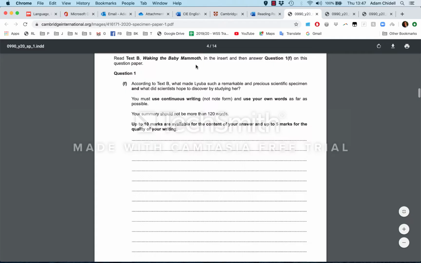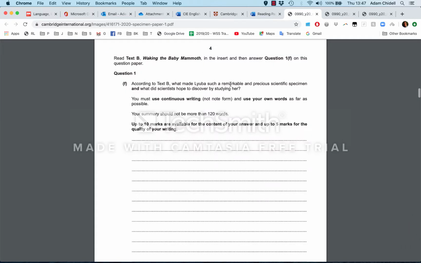Let's think for a moment what the summary question is asking us to do. We've got this question here, and what you need to do is to extract the relevant information. We can see immediately what that is going to be. What made her a remarkable and precious scientific specimen? That's one chunk of relevant information. And secondly, what did scientists hope to discover by studying her? That is the second lot of relevant information that you're going to have to pick out.